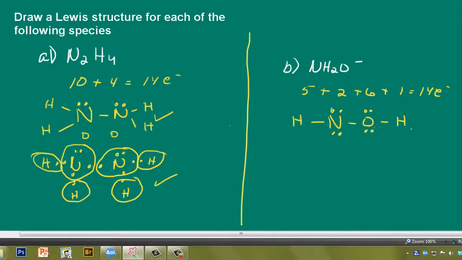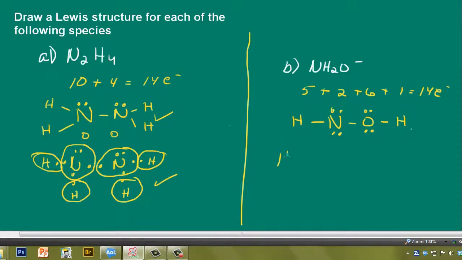Yes, both nitrogen and oxygen have an octet of electrons, but nitrogen normally forms 3 bonds, and then we'll have 1 lone pair of electrons. So this doesn't look quite right. But let's say you didn't catch that. Let's go ahead and calculate the formal charges here.